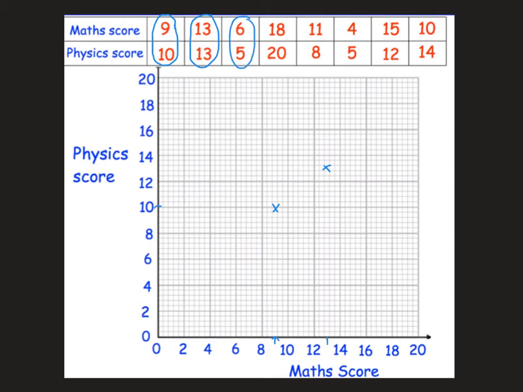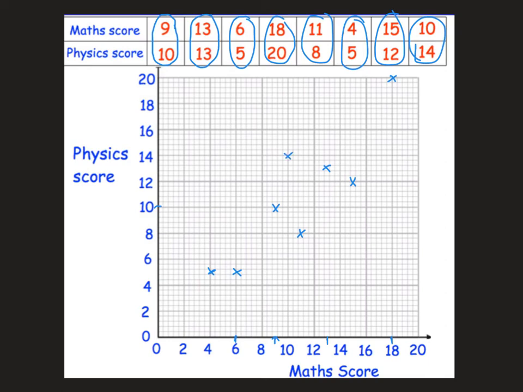6 and 5, so they scored 6 in maths and 5 in physics. 18 and 20 for the next one, so 18 in maths up to 20. So someone who did well in both. 11 in maths and 8 here, so 11 and 8. 4 and 5, 4 and 5 goes there. 15 and 12, roughly there. And finally 10 and 14 goes there.